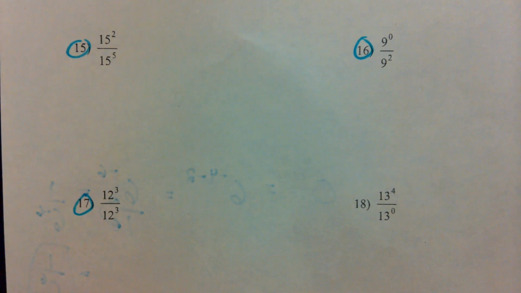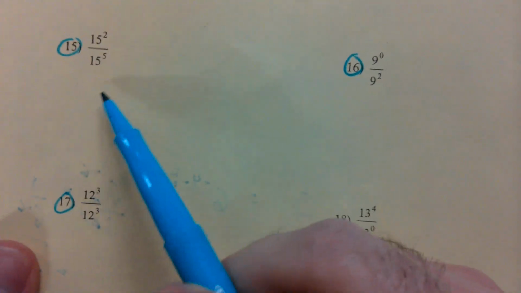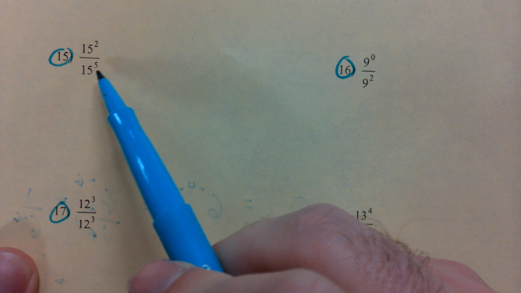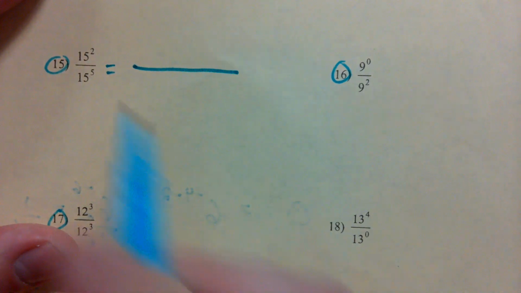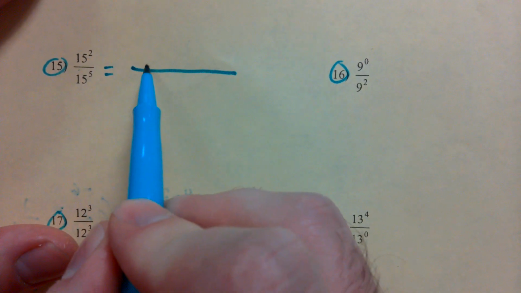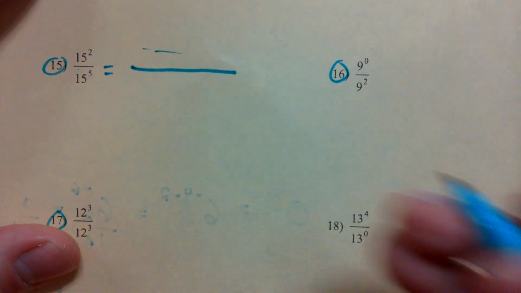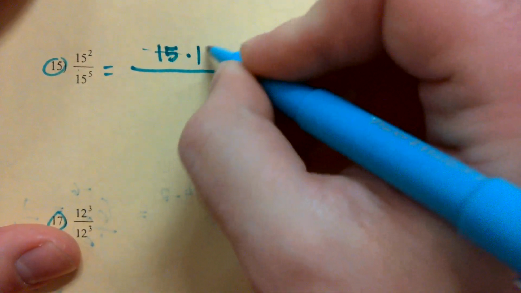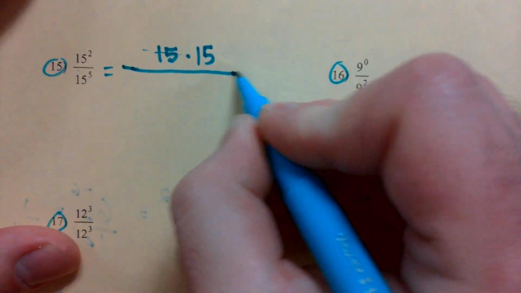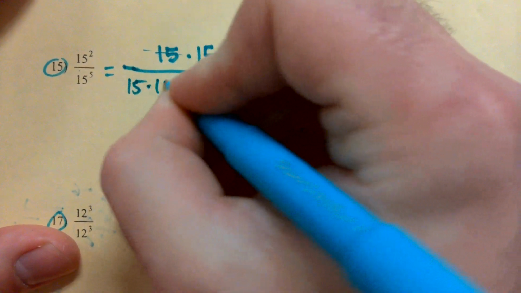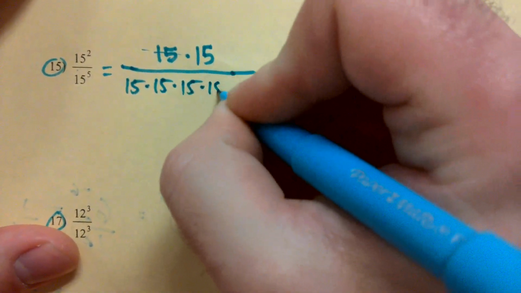Now we got 15 squared over 15 to the 5th. Let's think about that kind of reverse shortcut from the warm-up. I see that we have a bigger number on bottom for our exponent than we have on the top. So I want to try this one differently. I want to expand this one out. If we have 15 squared on the top, how many times am I going to multiply 15 by itself up here? 2 times, thank you. 15 times 15. Now how many times am I going to write out 15 on the bottom? 5 times. 15 times 15 times 15 times 15 times 15.